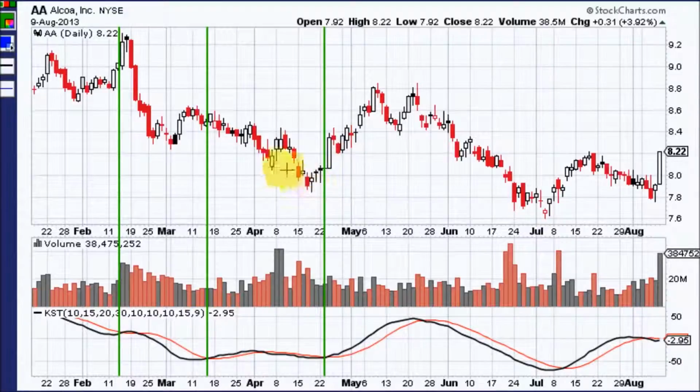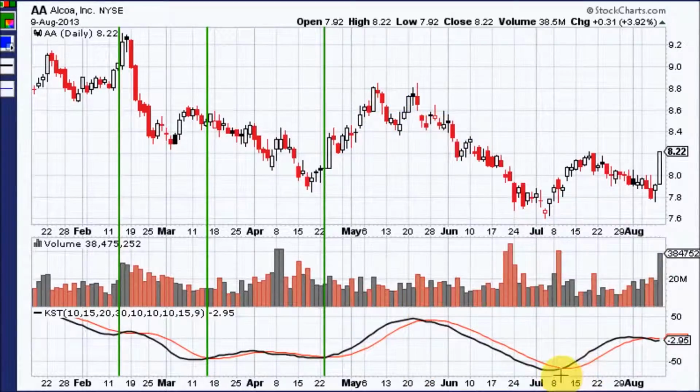But it forms a bullish inverse head and shoulders with the left shoulder right here, the head right here, the right shoulder right here, and the trend line resistance or the neckline right in here. And when it breaks above it on this day, volume is pretty good, and KST takes off and separates from the signal line. Then it forms a bearish chart pattern, a sell signal comes in.